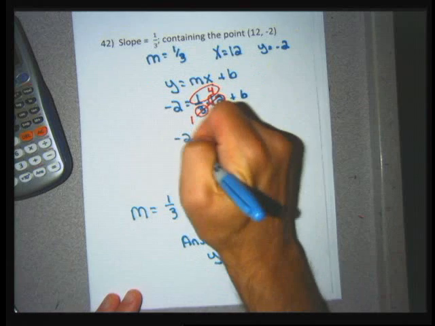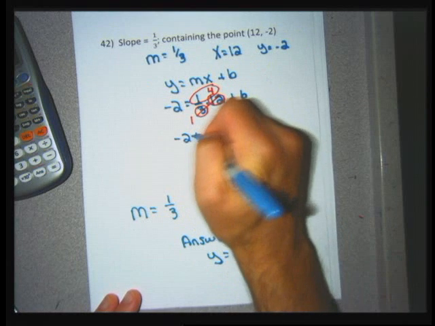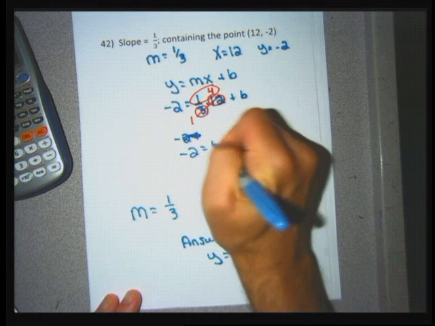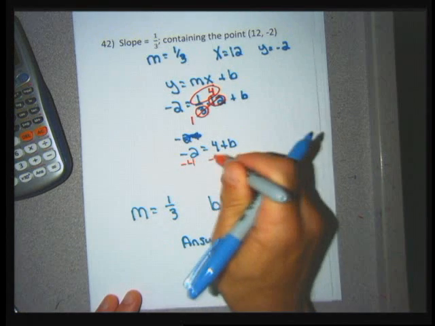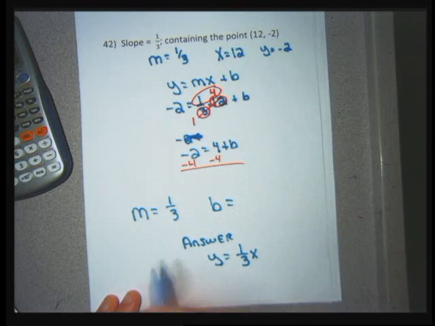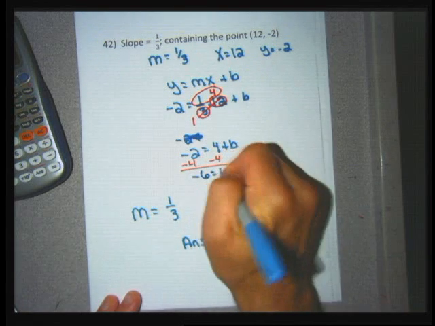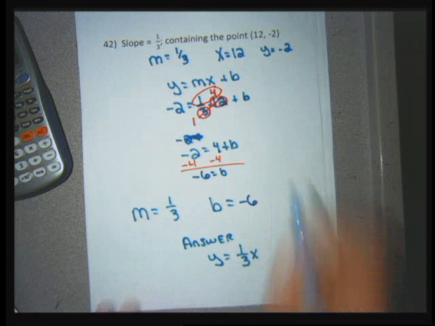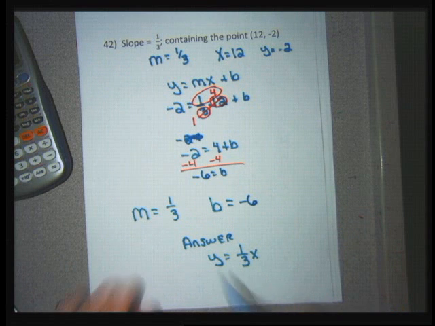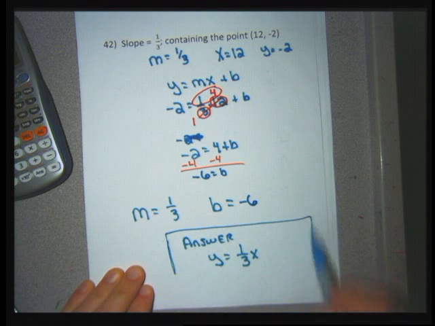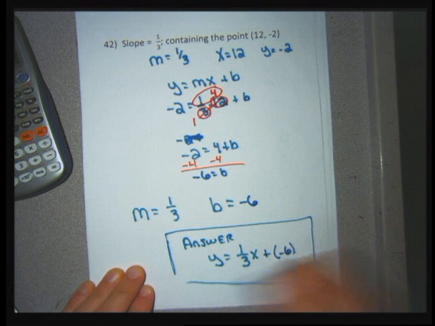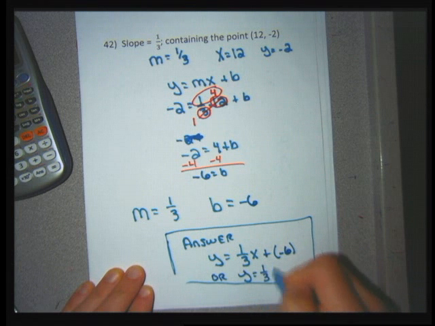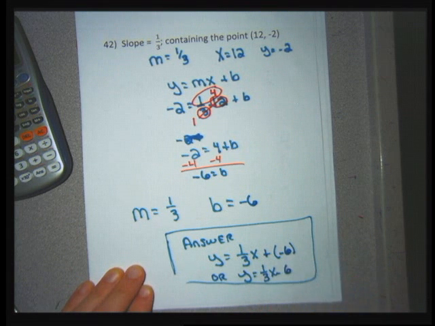So this is going to give me negative 2 equals 4 plus b. Just subtract 4 from both sides, and that gives negative 6 equal to b. So in my answer, after the 1/3 x, I could either write plus a negative 6, or I can write minus 6. If you do a plus and negative 6, you usually use parentheses. If you do a minus 6, you don't. So either one of these would be a correct answer.